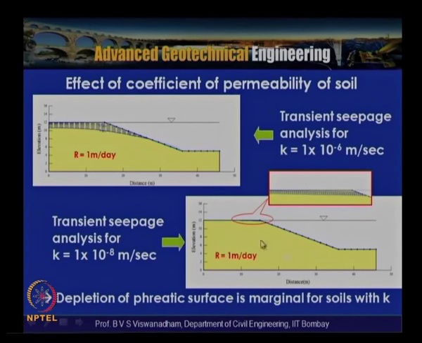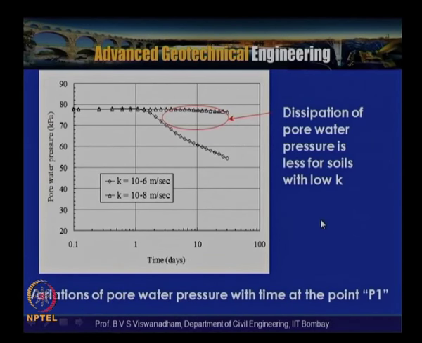What you can see is that the drawdown rate is the same, but the permeability here is 1/100 times, which is less. You can see the magnified version of the inset shown here. This is the depleted phreatic surface. So, the depletion of phreatic surfaces is marginal for soils with low permeability. The same is shown here in the pore water pressure distribution at a particular point P1 with two soils having different permeabilities, 10⁻⁶ and 10⁻⁸ meter per second. The dissipation of pore water pressure is less for soils with low permeabilities.